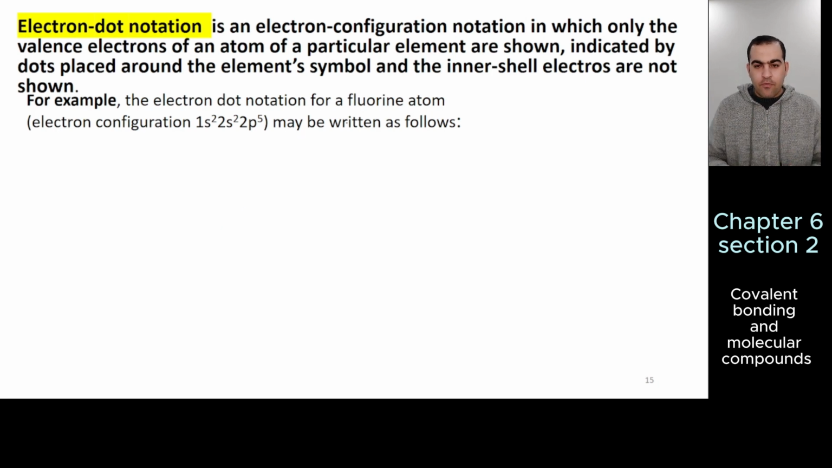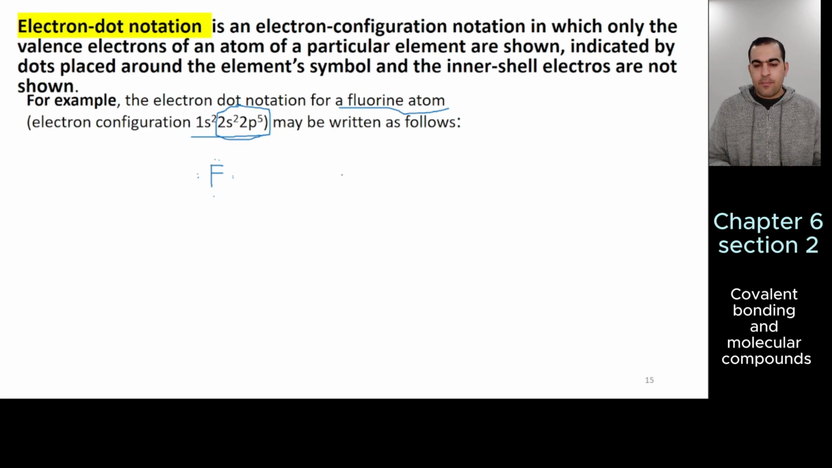For example, for the fluorine atom, the electron configuration is 1s2, 2s2, 2p5. How many valence electrons does it have? In the last shell, there are 7 valence electrons. So we write the symbol of the atom, which is fluorine. It has 7, so we write 7 dots. But please give each side 1 electron before any side gets 2. And now we have 4, 5, 6, and 7. So this is the electron dot notation of fluorine.